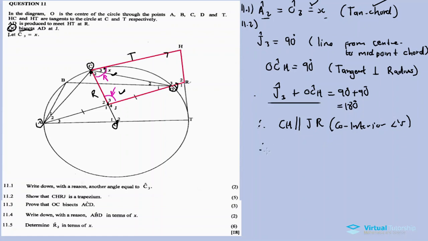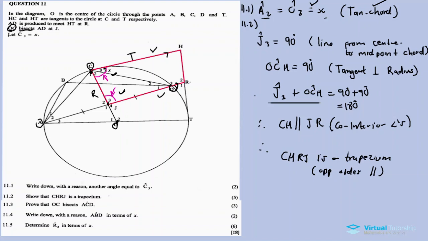Co-interior angles, it's because of these co-interior angles that makes CH parallel to JR. Therefore CHRJ is in fact a trapezium. So this one is proving ngokuthi ama opposite sides are in fact parallel, right? Parallel.